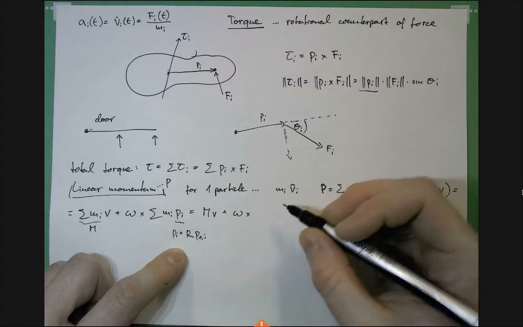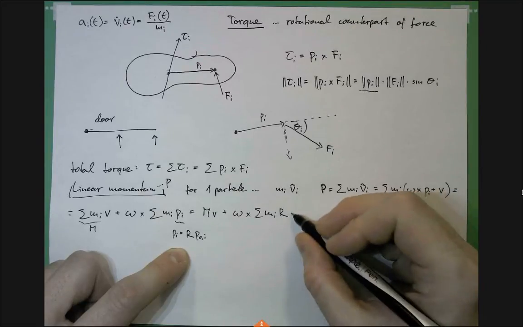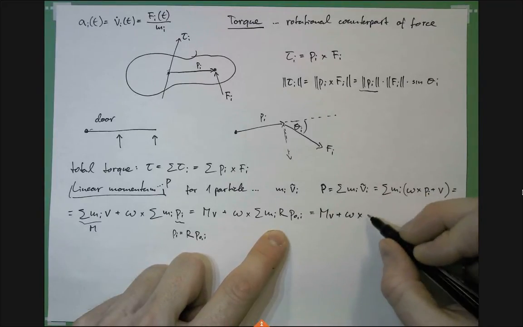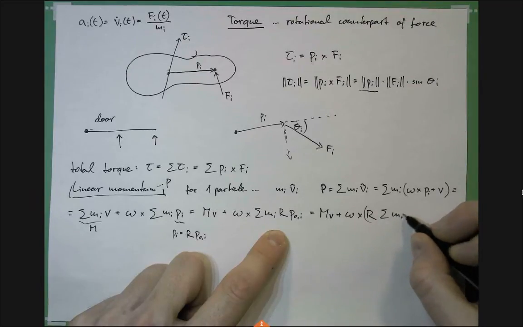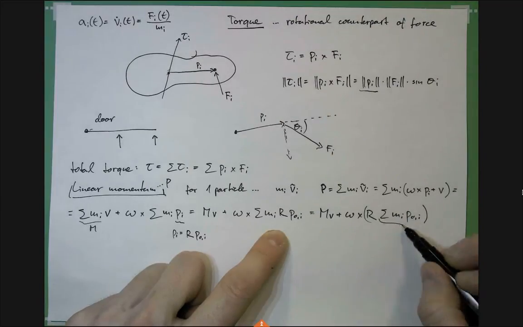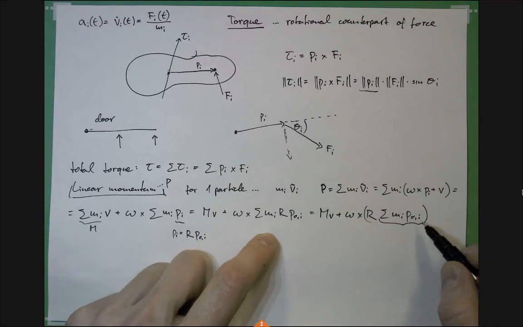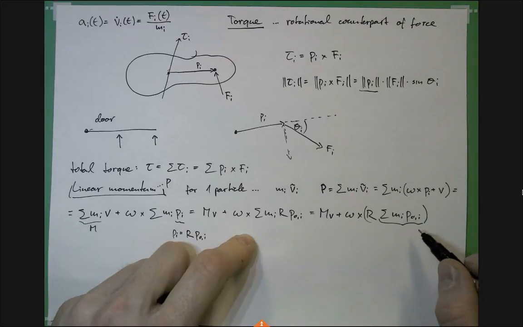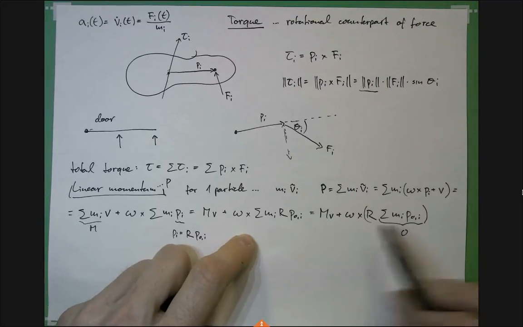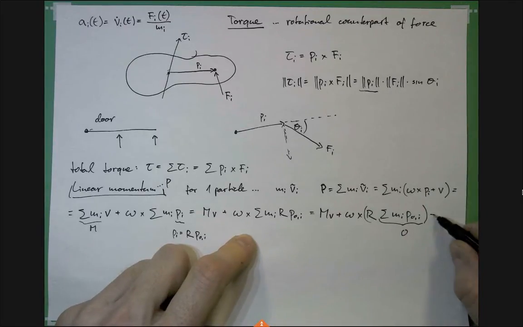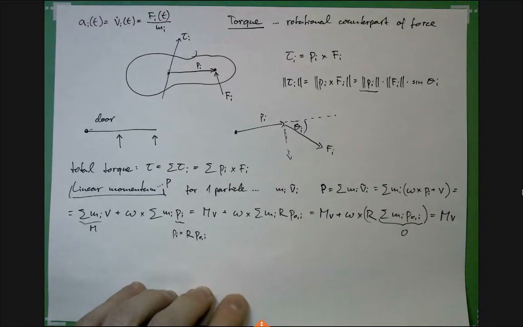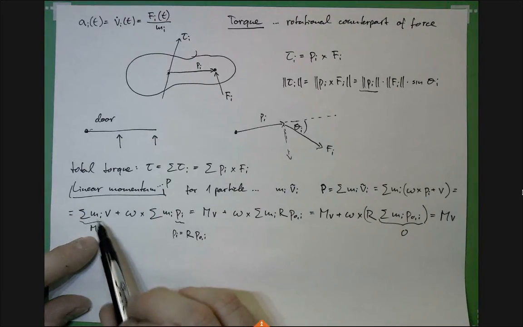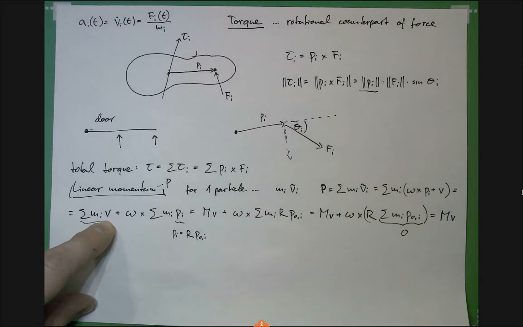So this is the sum of m_i R p_0i. Again, I can pull the R out of it, so this is M v plus omega times R times the sum of m_i p_0i. And this is what we said at the beginning, that we can choose the origin of the coordinate system in the object space, the center of mass, such that this is 0, right? So this whole thing goes away. This is 0 multiplied by whatever gives me 0. So this is just M v, and the linear momentum is really just the velocity of the center of mass times the total mass of the rigid body.